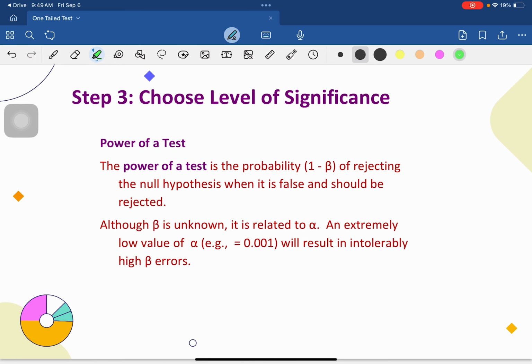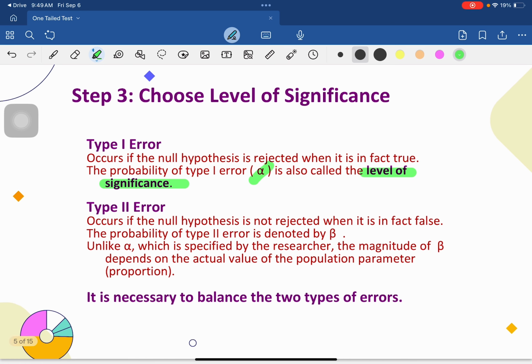The power of a test is the probability, or 1 minus beta, of rejecting the null hypothesis when it is false and should be rejected. Although beta is unknown, it is still related to alpha. An extremely low value of alpha will result in intolerably high beta errors. So this is just introducing errors you might encounter in the future, or if you're doing some extra reference work. So you can use this.